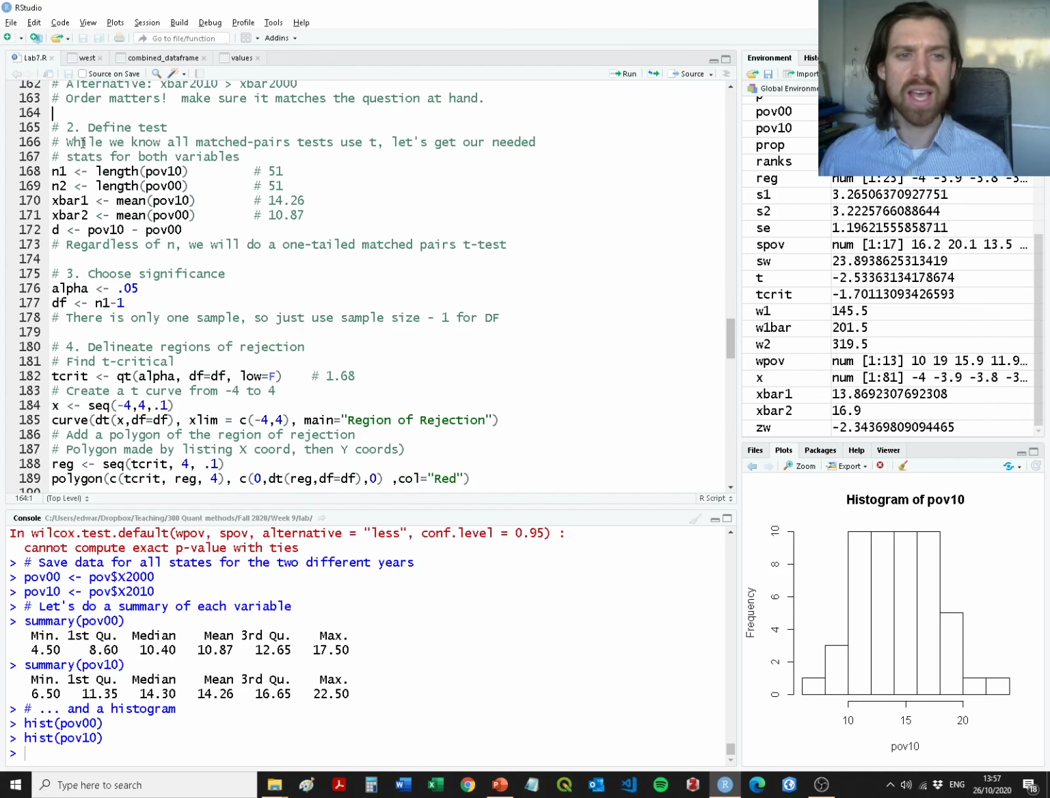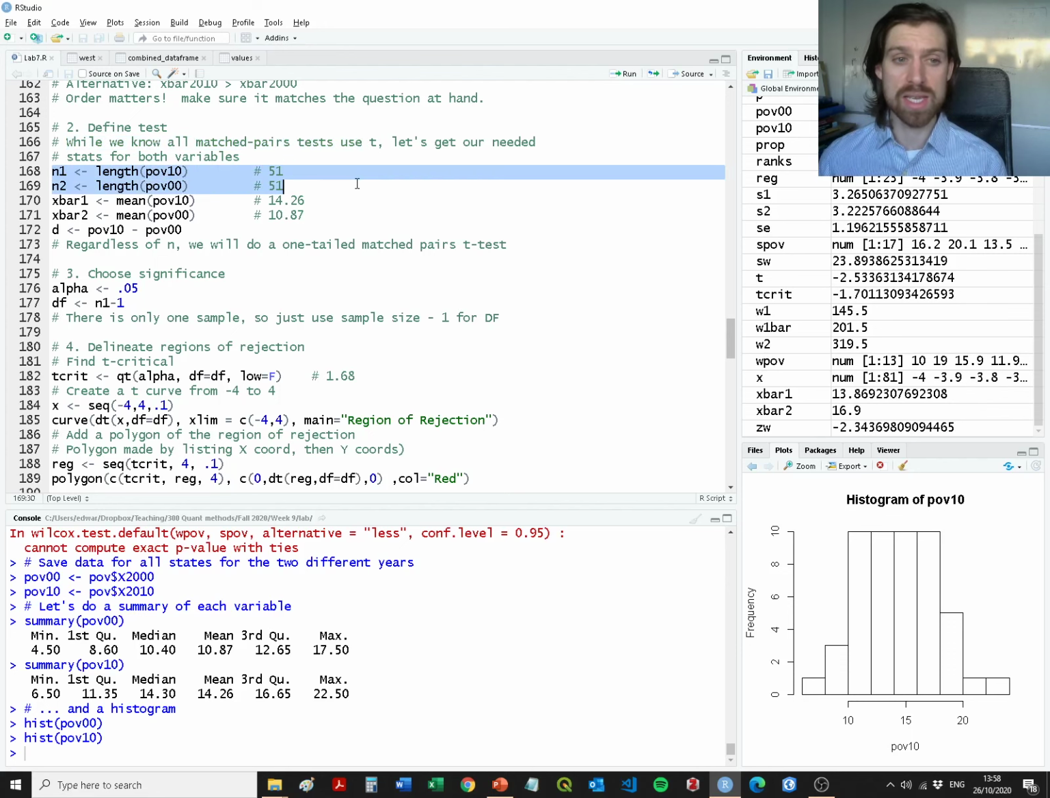Then we need to define the test. Obviously, this is a matched pairs test because we are taking data rates for the same underlying entities. So these aren't independent samples, it's a dependent sample. It's the same entities having been sampled at a second point in time. So we need to then get the stats required for us to do this.